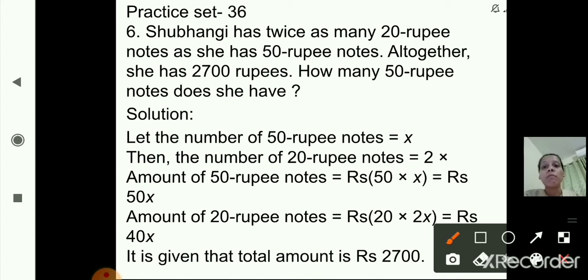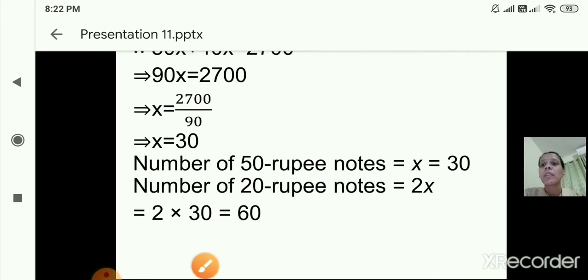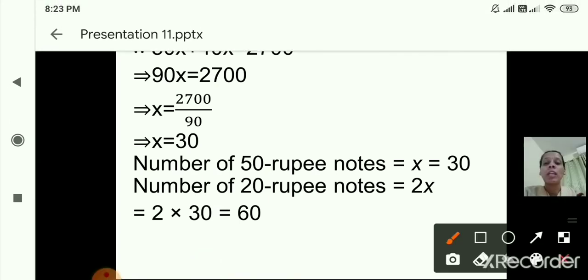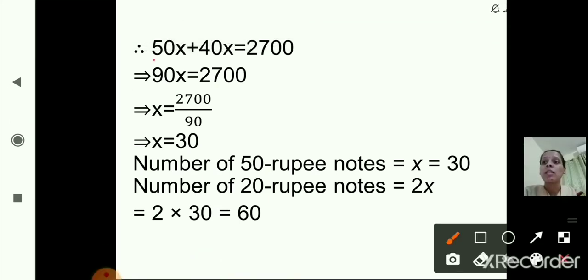So from this we got this equation, that is 50x plus 40x is equal to 2700. Altogether she is having 2700 rupees, right? 50x plus 40x, this is the amount of 50 rupees notes, and this is the amount of 20 rupees notes. Now 50 plus 40, that is 90x, is equal to 2700. So x is equal to 2700 divided by 90.